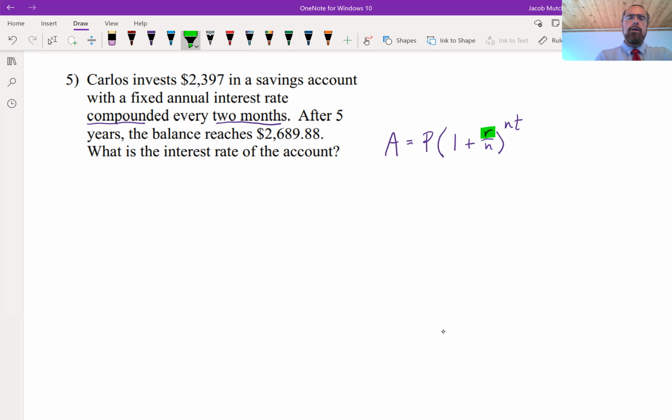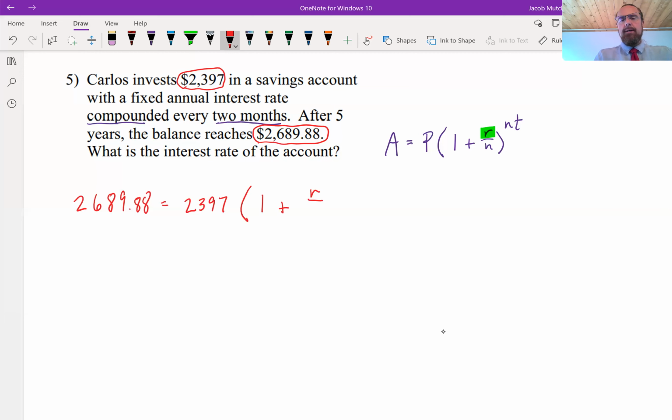So let's do that right away. Let's input for the A, the future amount. So that's the larger of the two amounts. So that's $2,689.88. That's going to equal the initial investment, the smaller value, $2,397, times 1 plus the rate.